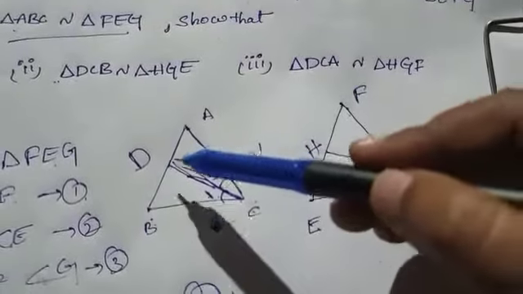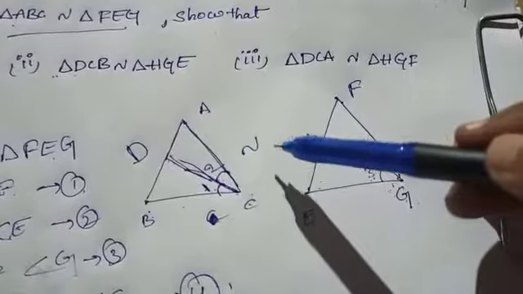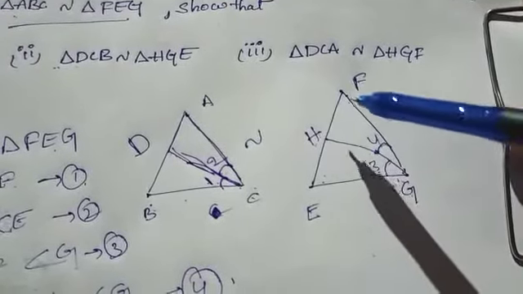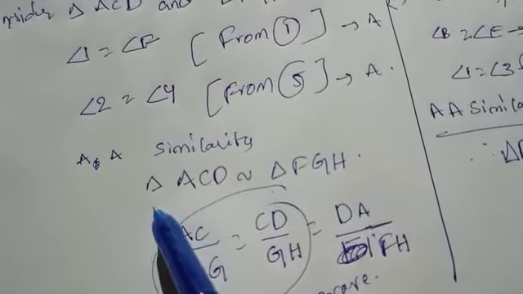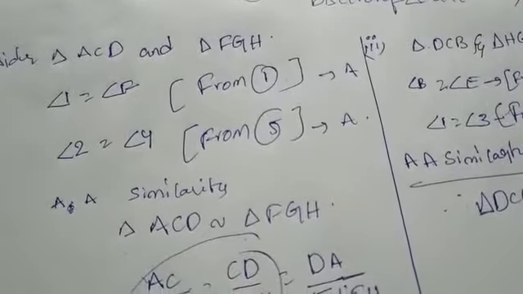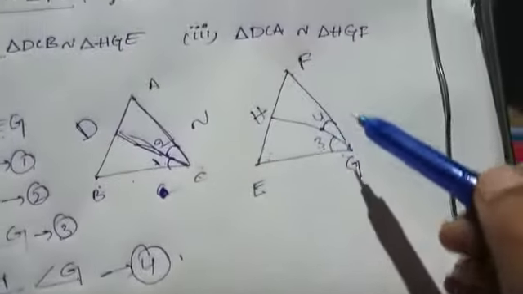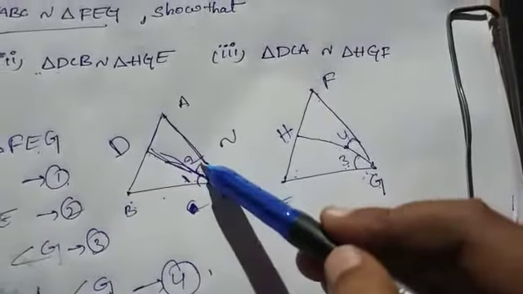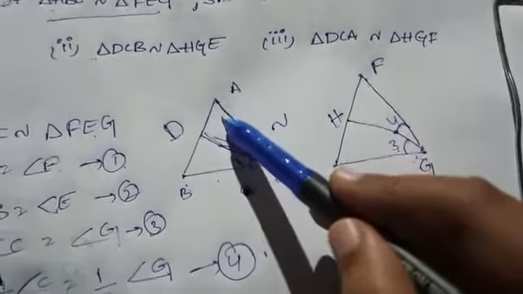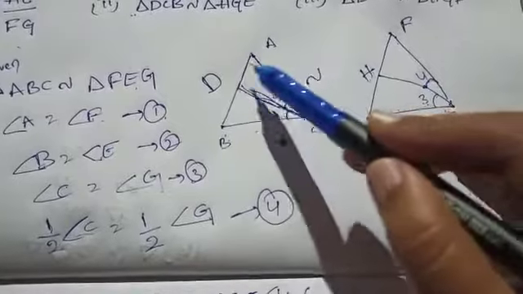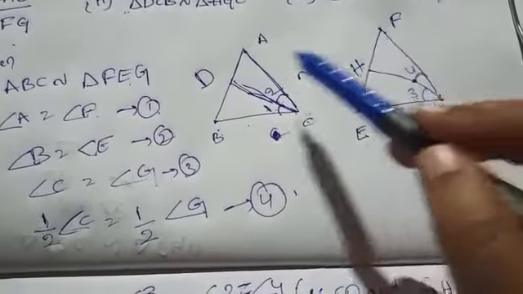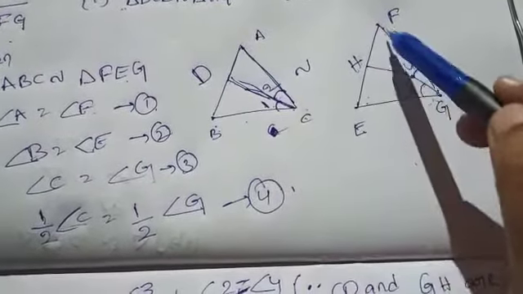Next, third part, triangle DCA is similar to triangle HGF. Here we have already proved these two triangles are similar. Here using angle 2 equals angle 4 and angle A equals angle F, based on the angle similarity criterion, these two triangles are similar.